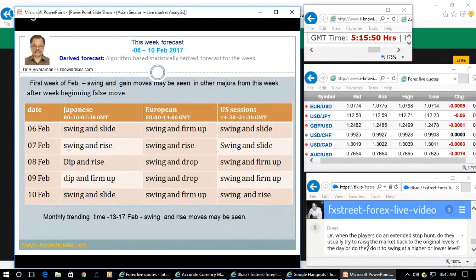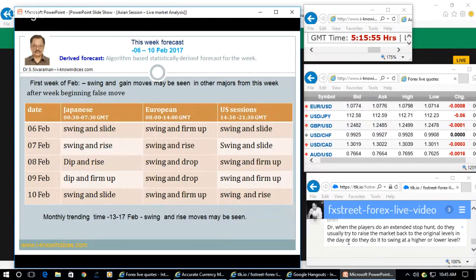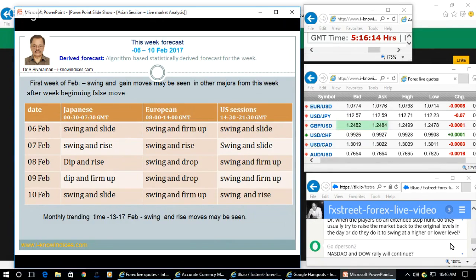Bren has got a question. When the players do an extended stop and move, do they usually try to raise the market back to the original levels in the day, or do they do it to swing at a higher or lower level? No, normally an extended stop and move is the one where we should gain back all the levels within 1 or 2 sessions of the same day.